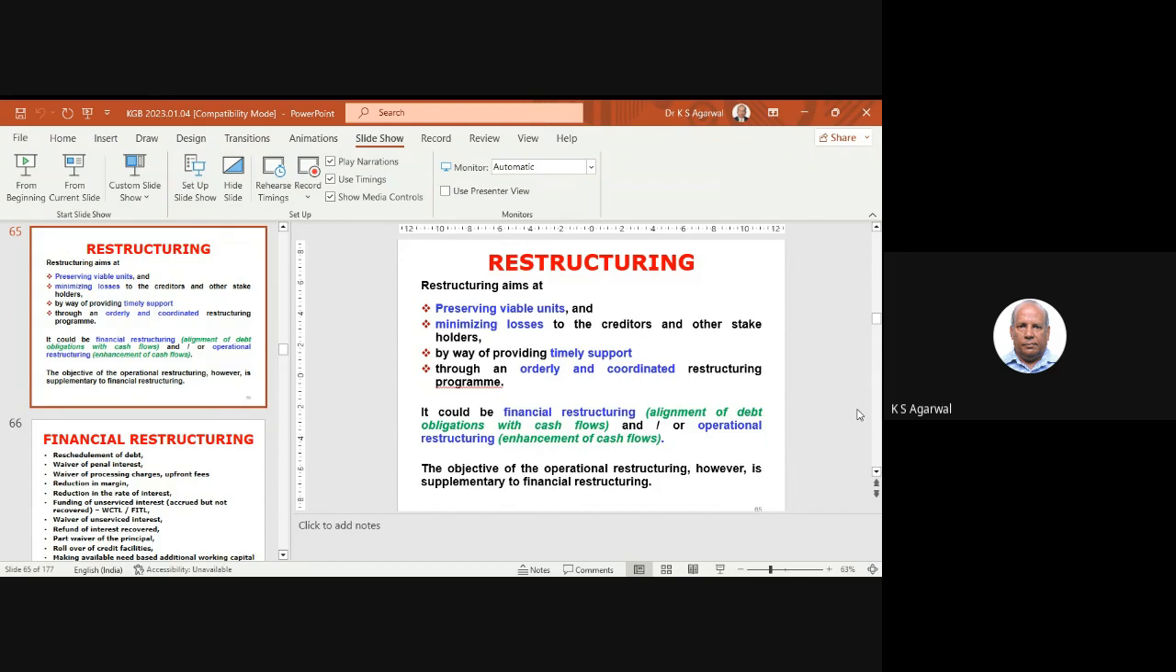I will say that you reduce your workforce. You do some retrenchment. You stop producing some products. You change production line. So this is my enhancement of cash flow. This is known as operational restructuring.